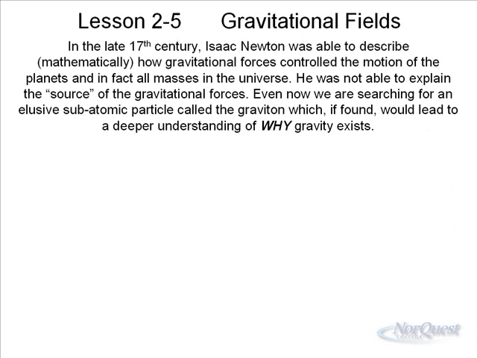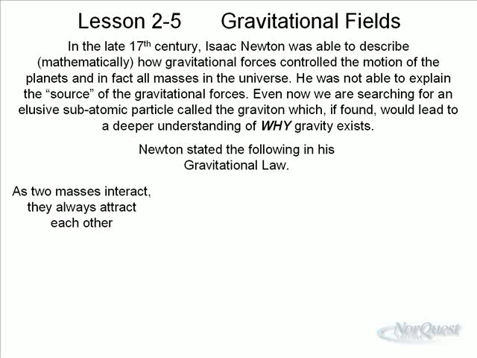And of course, when Isaac Newton was able to describe mathematically how gravitational forces controlled the motion of the planets, he was not able to explain the source of the forces. However, we don't need to know where gravity comes from. We can know how it works. As you further your studies in physics, you can possibly look for explanations of why. But he stated the gravitational law as two masses attract each other. All right. When two masses interact, they always attract each other.